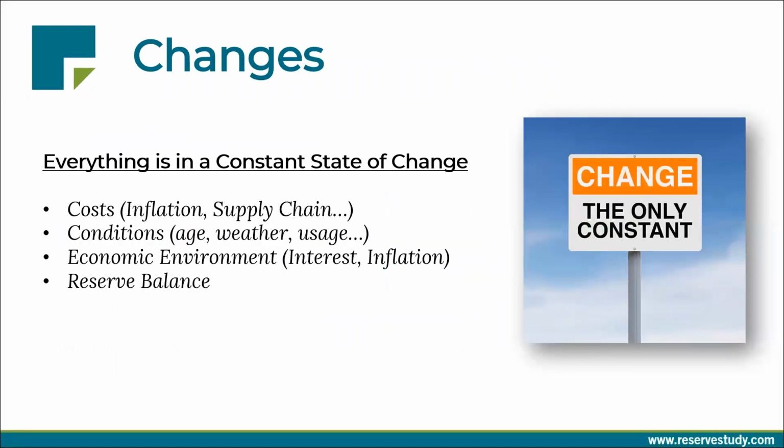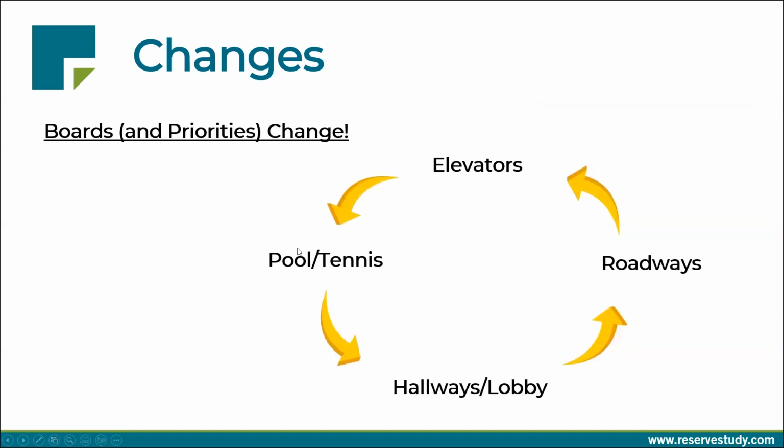It's fundamentally because everything's in a constant state of change. The costs, whether it's inflation, supply chain, or other things, conditions, age, weather, severe weather, usage, whether it's a place with a lot of kids, an active population, or more of a senior citizen, elderly demographic where the usage, frankly, is more gentle. But you have to be very careful. You don't want to have threadbare carpet where someone can trip and fall and very bluntly break a hip. So economic environment, interest, inflation, and the reserve balance, which changes from year to year based on what you spent, what you didn't spend, the funding that you did or didn't do, all those kinds of things.